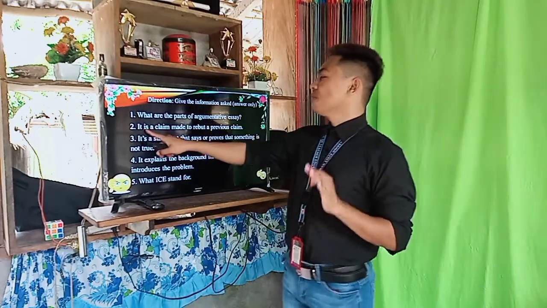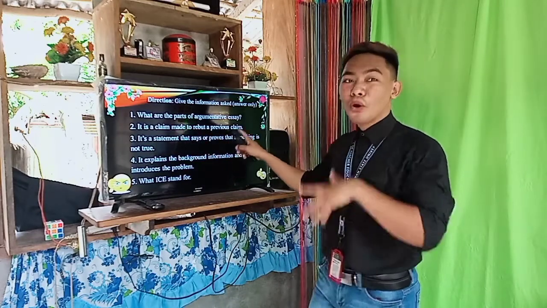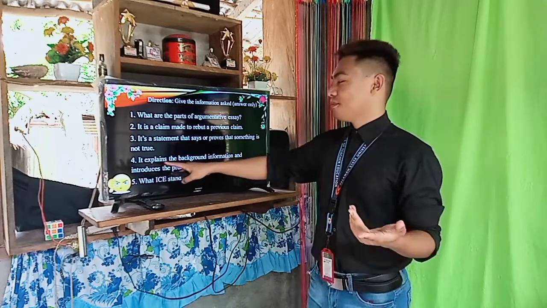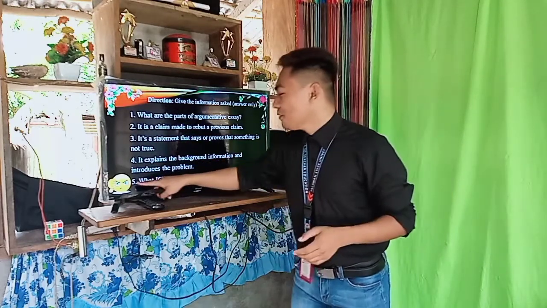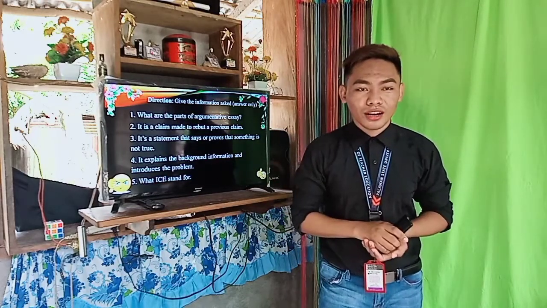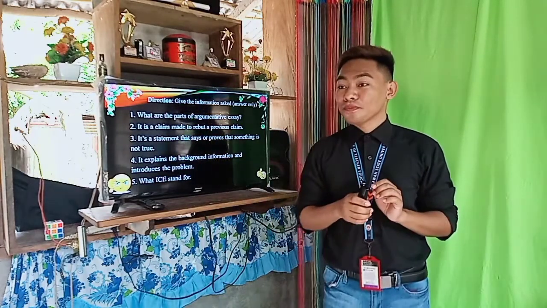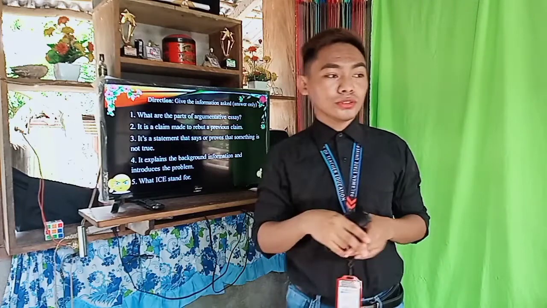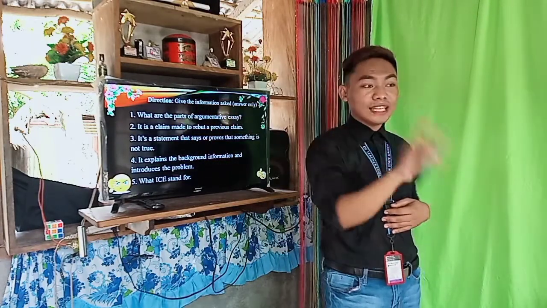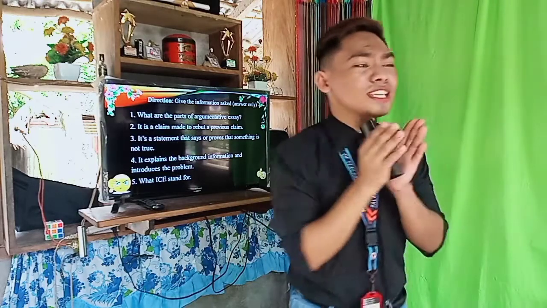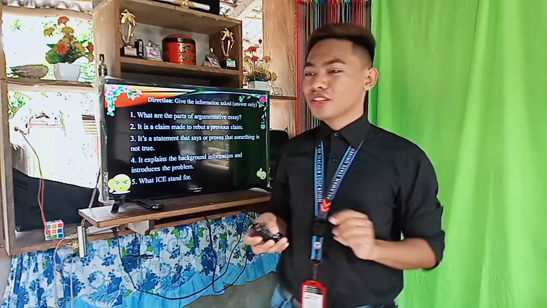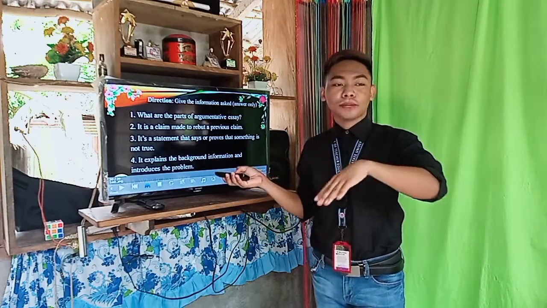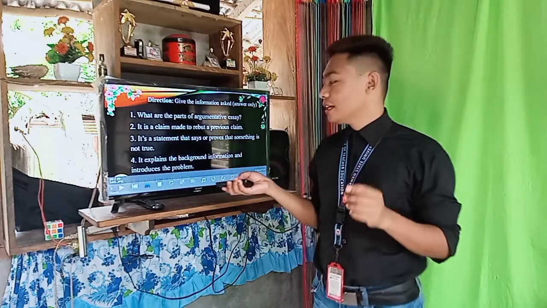Number 2, it is a claim made to rebut a previous claim. Of course, very good. That's right. Number 3, very good. What about number 4? Okay, very good. So, number 5, what does ICE stand for? Okay, excellent. So, you have to return the paper to the owner. So, who among you got 10? 9? What about 8? What about 7 and below? Yes, that's great. So, it seems like you understood our topic. So, now, let's move on. And don't forget to pass your paper in front because I'm going to record that later on.